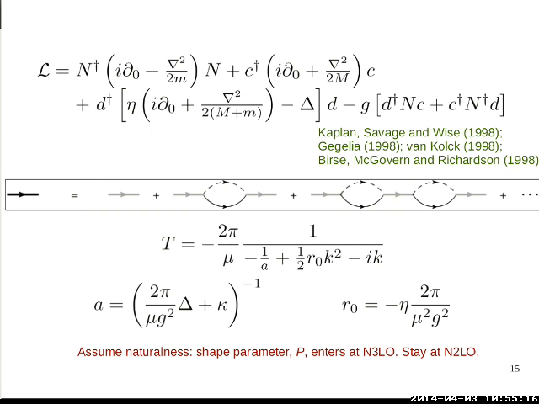The first shape parameter only enters at N3LO, so we decide to stay at N2LO, where you have only these parameters. You can think of it in terms of A and R0, or the original couplings in the Lagrangian, G and delta.